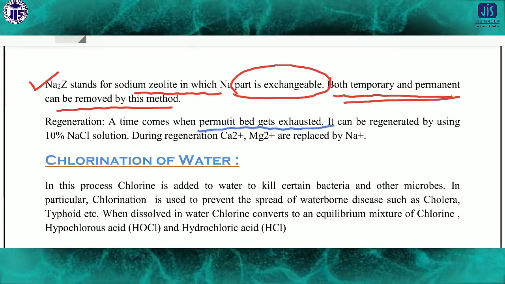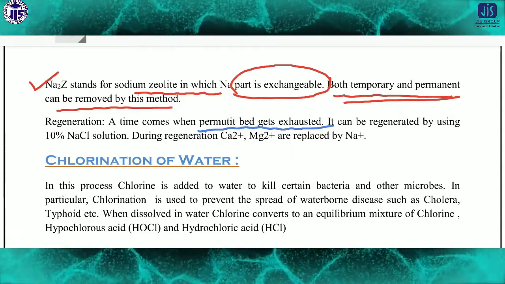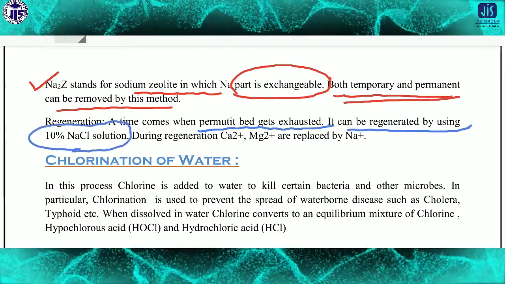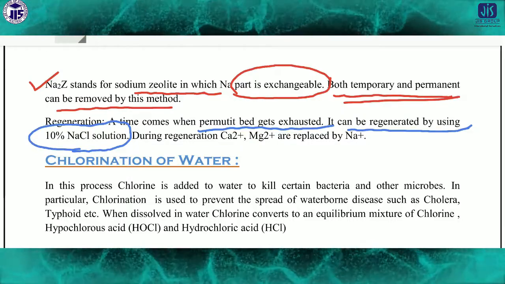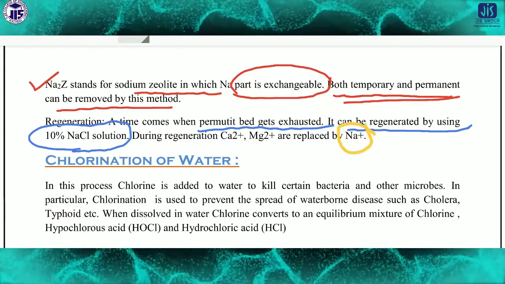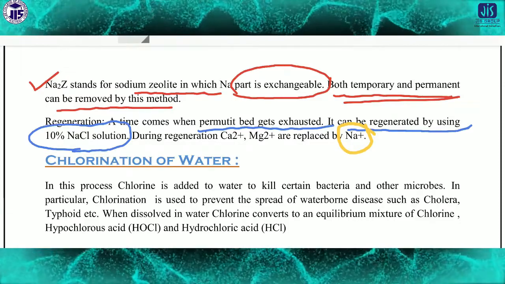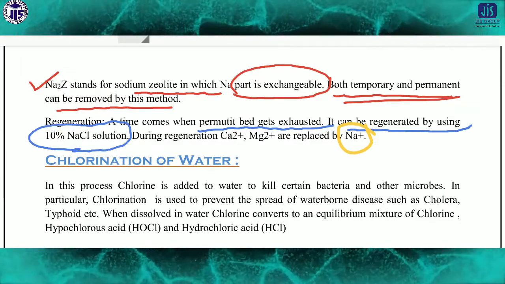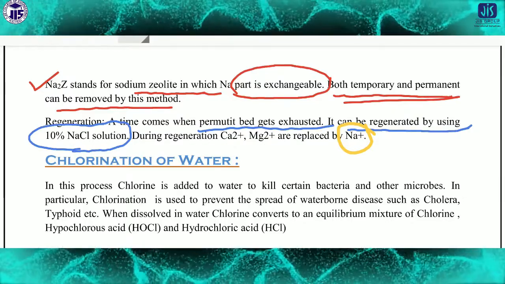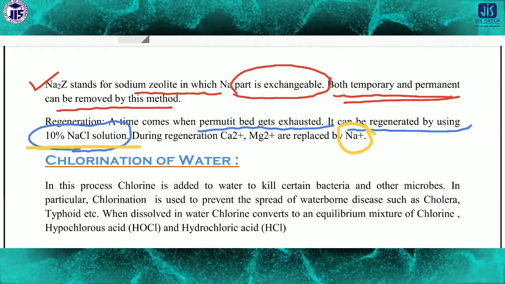Obviously, when all the chemicals have finished reacting, the bed can be regenerated by using 10% NaCl solution. Keep in mind that the main important ion which takes part in the reaction is Na+. So there must be sodium ion present in the permutit bed. If sodium ion is not present, then the bed is not applicable for the reaction. That's why we have to use 10% NaCl solution.